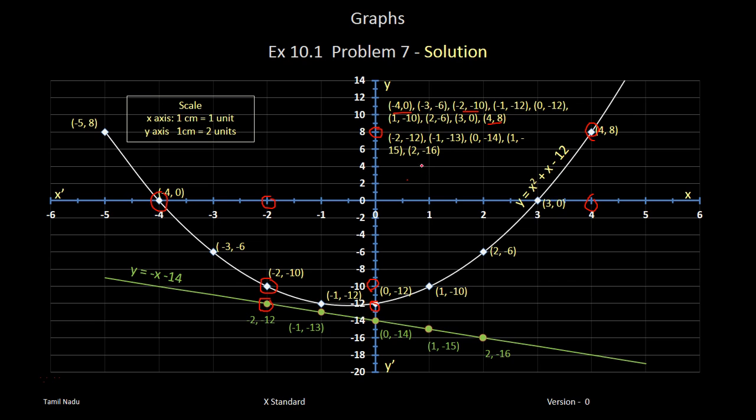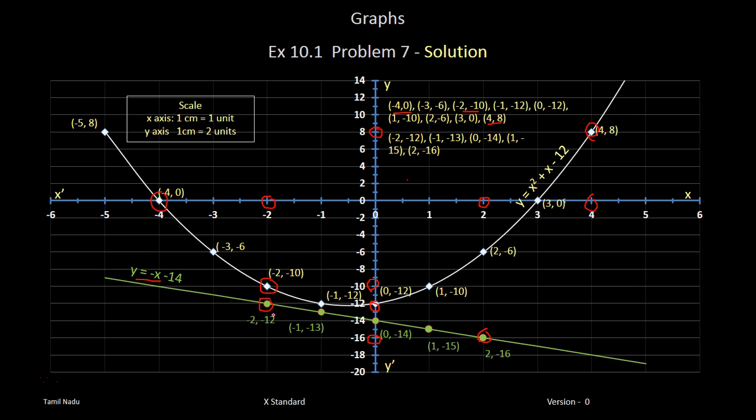Let's take another point. 2 and minus 16. X is equal to 2 and y is equal to minus 16. Here we go. So go horizontally on the right and come down vertically. They will intersect at one point. That is 2, minus 16. So similarly plot all the points and connect them in a straight line. Join them, you will form a straight line. And the equation of the straight line, write it here.